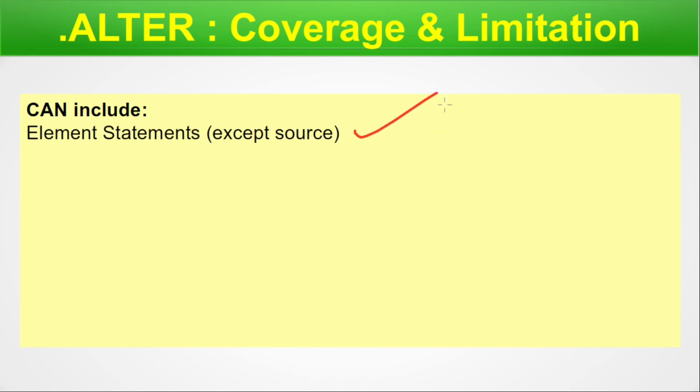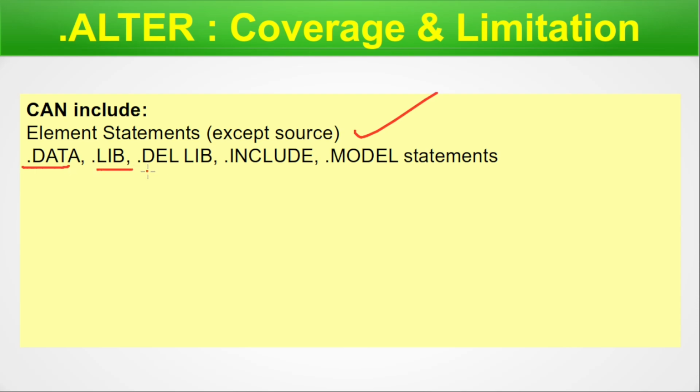Here in this slide, we will talk about the coverage and the limitation of the alter philosophy. First, what the alter can include. Now we are going in a very explicit manner about what things can be there in the alter. In the previous slide, we talked philosophically, as an overview. Now here we will go in an explicit manner. Element statements except source, dot data, dot lib and lib. These two have to be used in coupling or in sequence to deactivate one library, then include the next library. Next, we have the include. We include some file, dot model statements, etc.